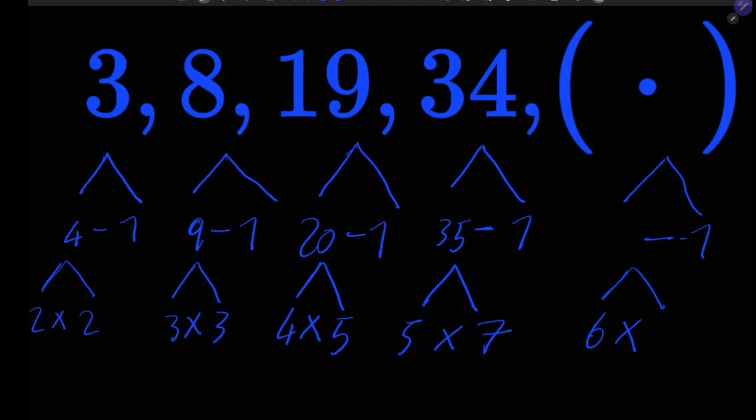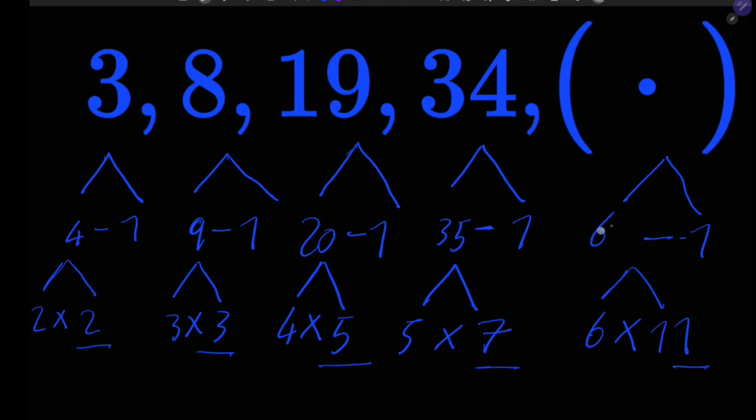Looking at it very well, we see that the next prime number after 7 is 11. So the primes are 2, 3, 5, 7, and 11, which simply means 6 times 11. This number is going to give us 66. And 66 minus 1, you see that at the end of the day, we come out with our answer, which is actually 65. And that's how easy the question is.